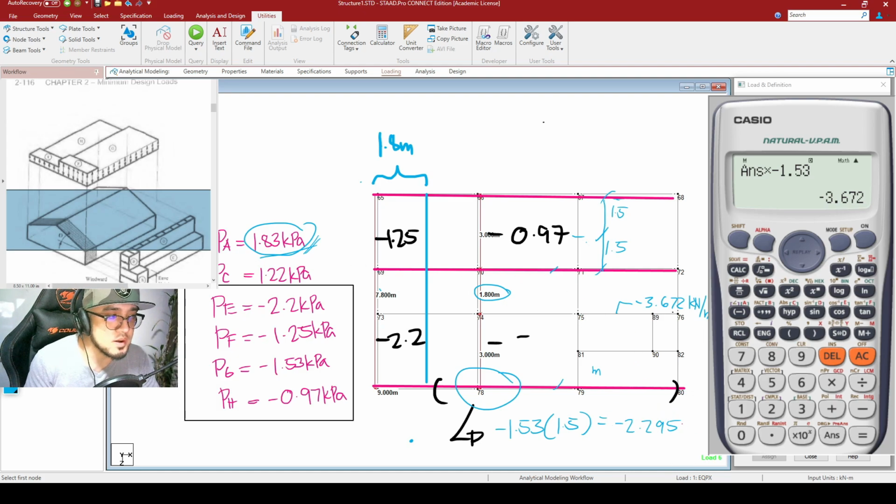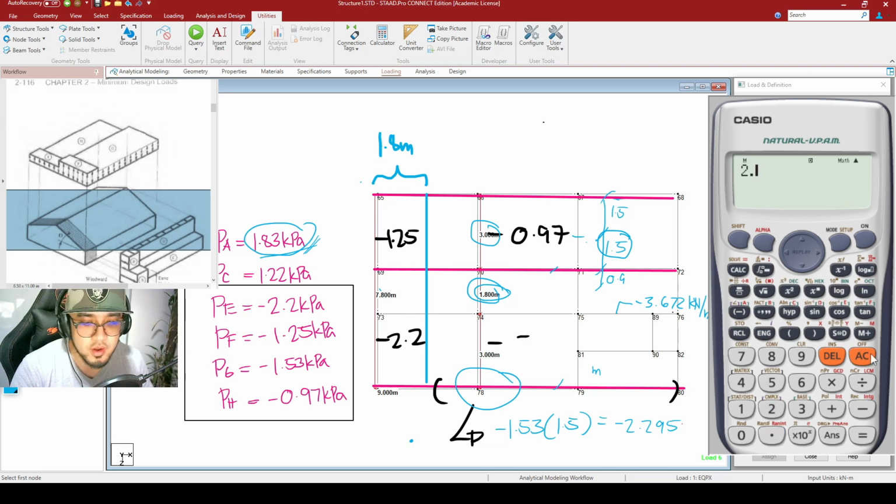So what about this particular beam right here? Its tributary width is half of 3 meters, which is 1.5, and half of 1.8, so 1.8 divided by 2, which is 0.9. So 1.5 plus 0.9 is 2.4. From that, we multiply 2.4 by our pressure, which here is negative 0.97. So negative 0.97, enter, and our line load here is now equal to negative 2.328.